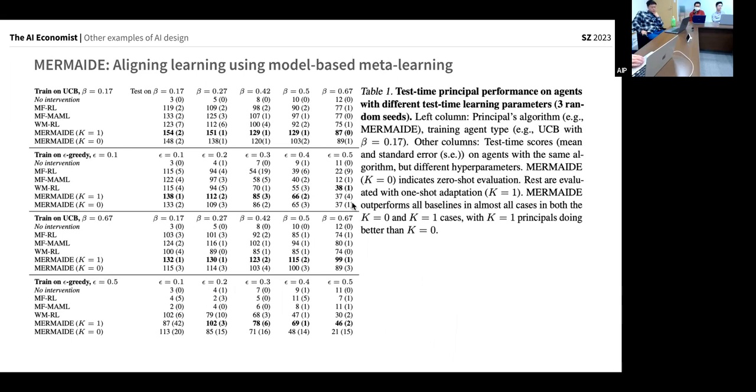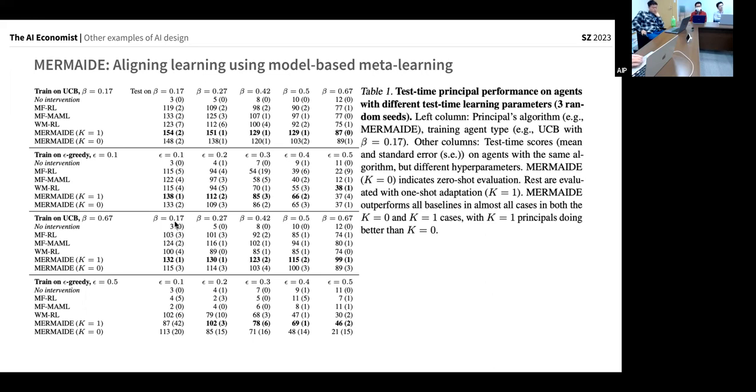So what happens here is that there's essentially two learning algorithms for the agents. You can use UCB agents or epsilon greedy agents. These are fairly standard bandit algorithms. And then you can have different exploitation rates for UCB, or different epsilon for the random action selection in the epsilon greedy agent.